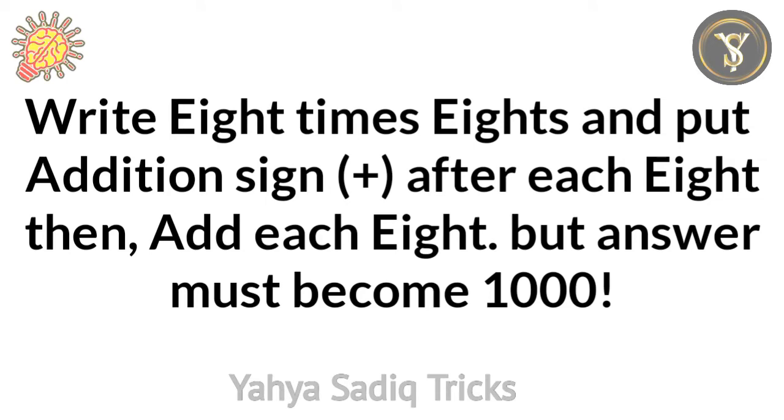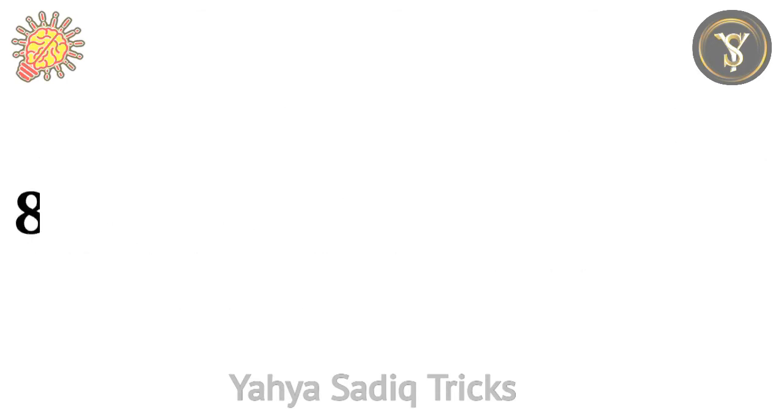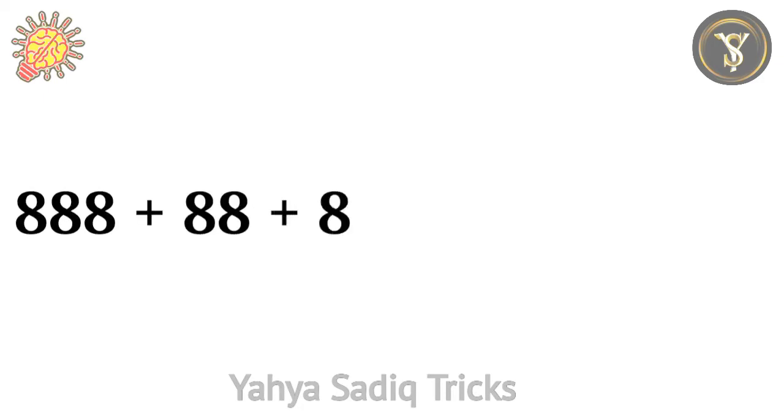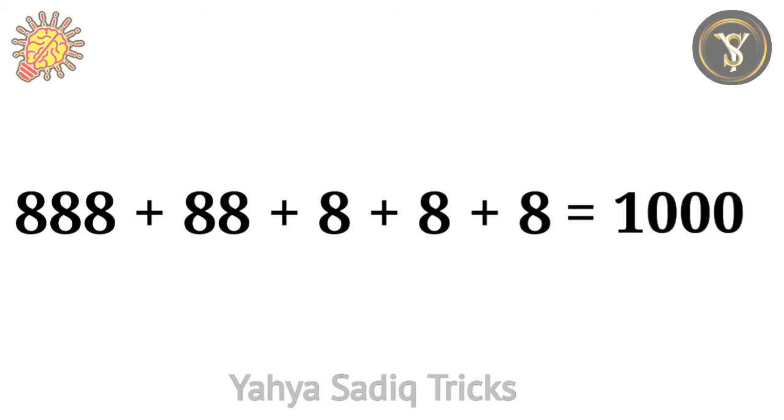If you do not get this, don't worry, I will help you. Write 8, 8, 8 plus 8, 8 plus 8 plus 8 plus 8. See, here are eight 8s, which equals 1000. So the problem is solved.